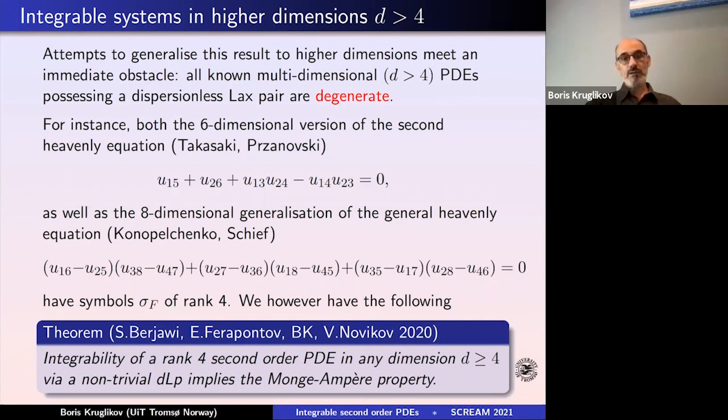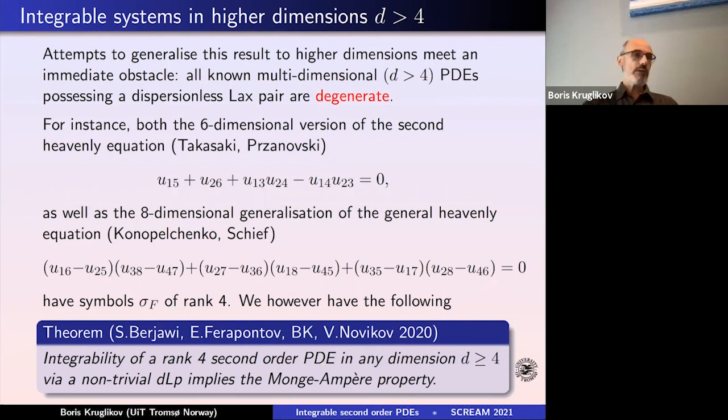It has a dispersionless Lax pair, but the corresponding conformal symmetric bivector has rank 4. Konopelchenko and Schief have another generalization to dimension 8, so that's a PDE in dimension 8. The corresponding symbol has rank 4 again. 4 is maximal, because of the quasi-entropy property. And here's a general theorem. If you have an integrable second-order PDE of rank 4 in any dimension higher than 4, with a non-trivial dispersionless Lax pair, then the equation must be of Monge-Ampere type.